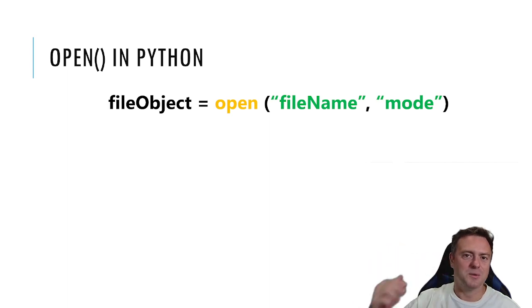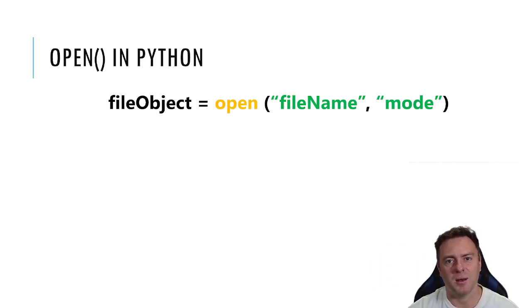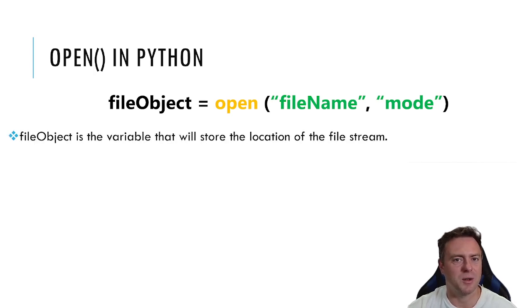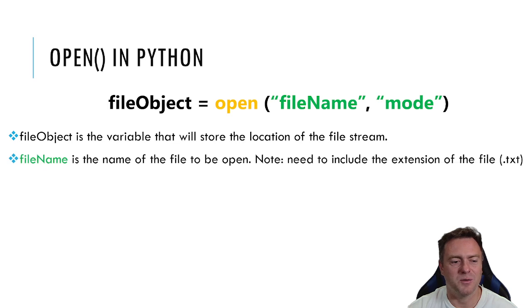So we go file object is equal to open, and then inside the quotation marks we say the file's name, and then we say the mode. The mode determines which way we're going to do it: so we're reading, writing, or appending. A file object is the variable that's going to store the location of the file stream.